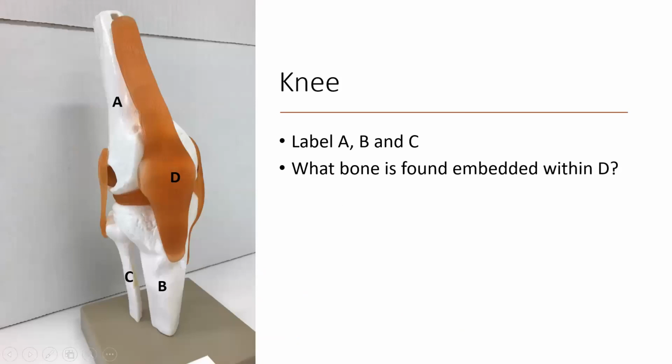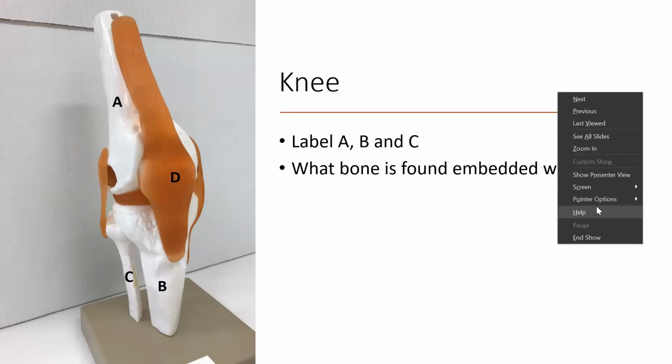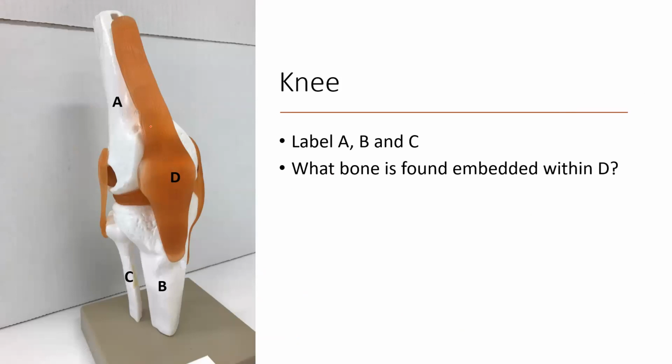The knee. What do we have for the knee? In addition to the bones, we also have some ligaments here. A here is the femur, the lower part of the femur anyways. And we have a special ligament that goes from the femur all the way to the tibia. And within the ligament, the bone inside here, that's the patella.